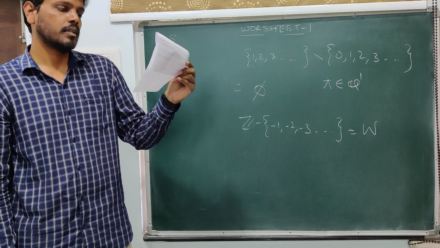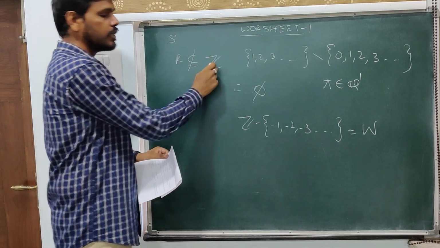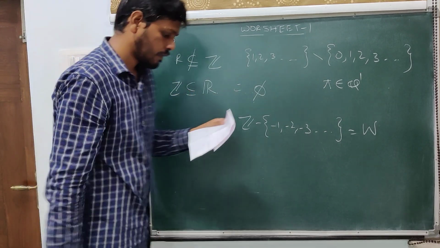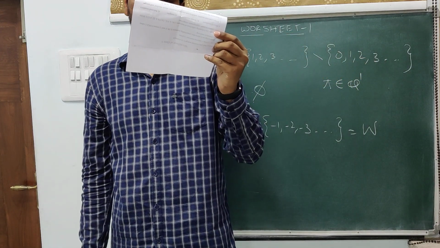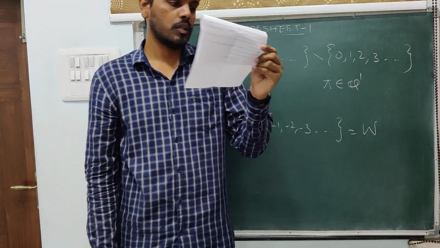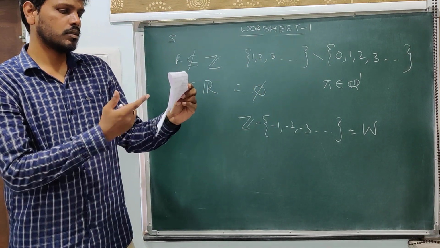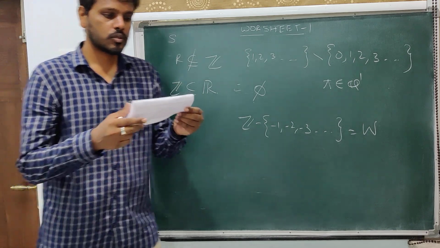R is a subset of Z. Now this is false. R is not a subset of Z. The other way around is true. That is, Z is a subset of R. Next, the set of all p by q such that q is non-zero and p and q are integers is equivalent to rational numbers. So that is correct, because this is basically the definition of rational numbers. So that is it all with regards to the worksheet.